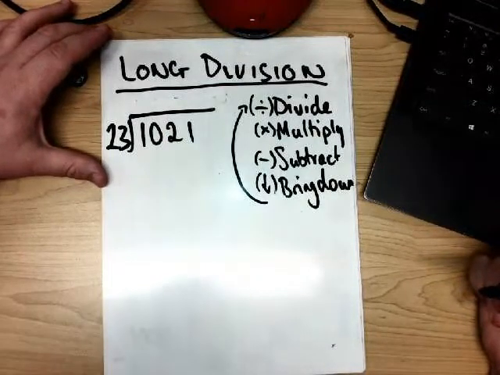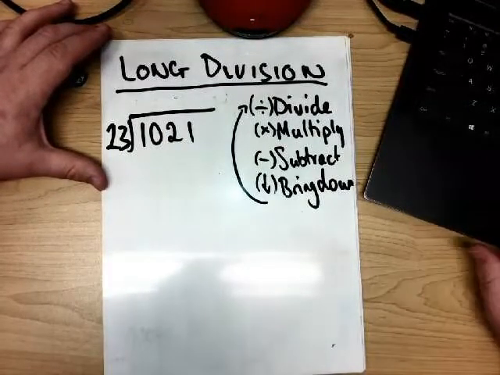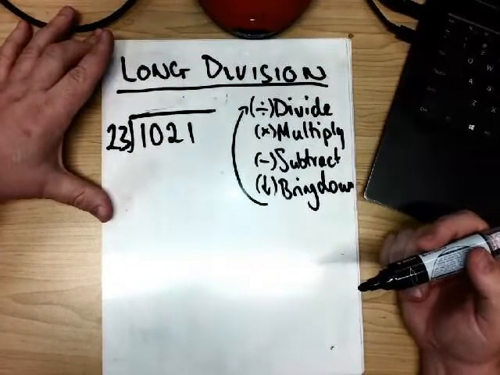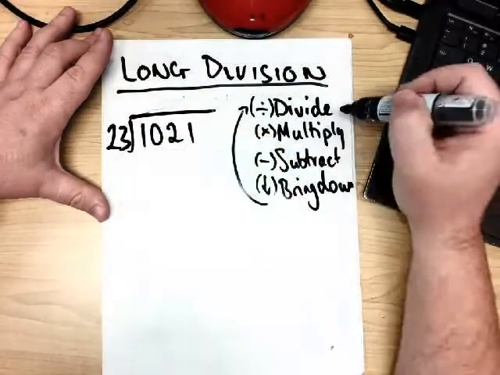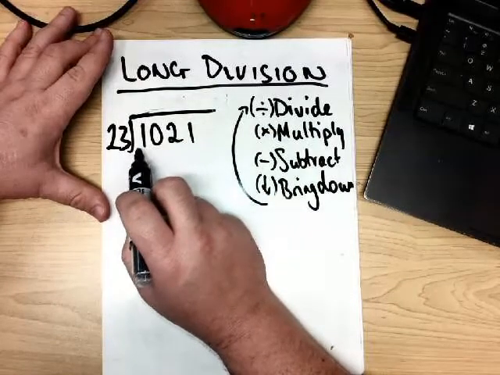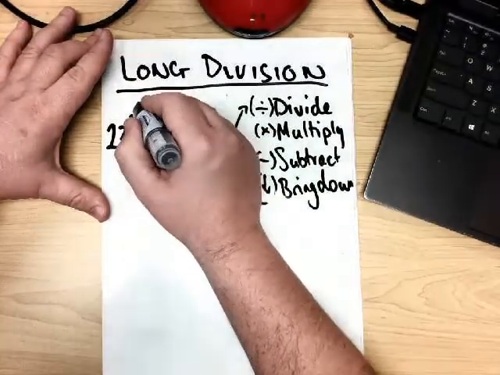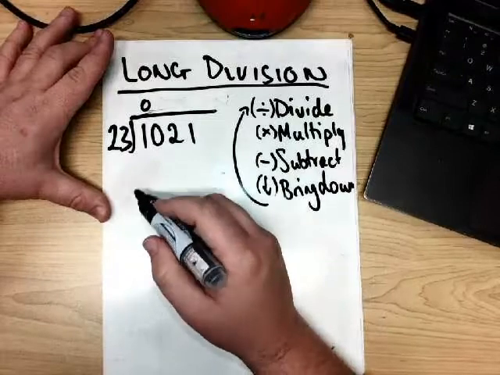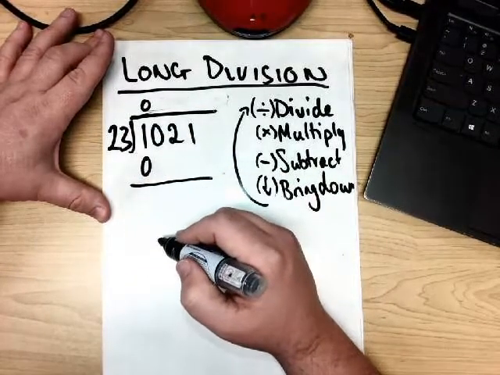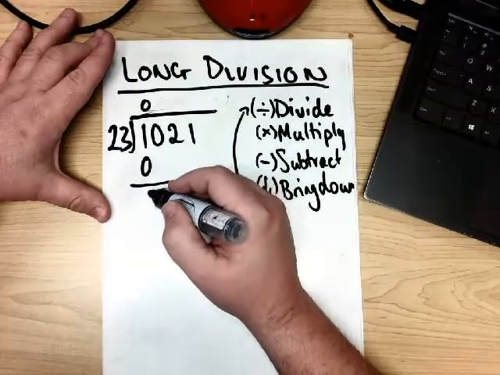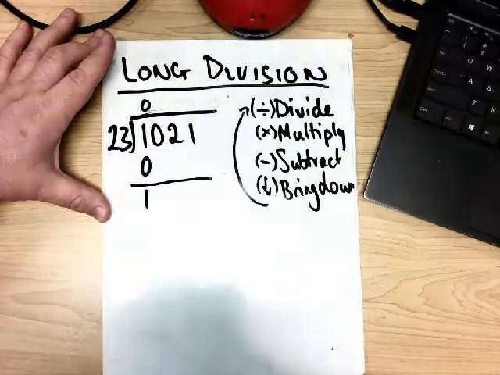Alright, so let's have a look here. Okay, how many 23s are there in 1? So we're dividing as our first step. 23s in 1. There is 0. Alright, so we multiply. 0 times 23 is 0. We subtract that. That brings us a 1. So 1 minus 0 is still 1.